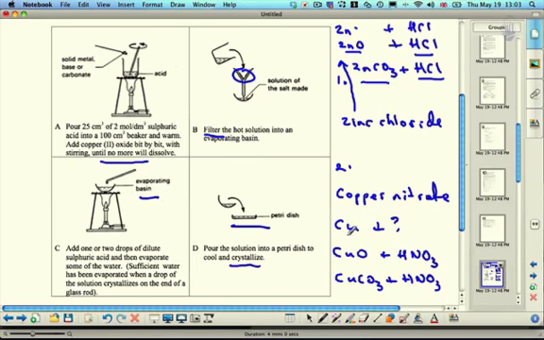Copper nitrate. Well, I wonder if any of you said react copper with nitric acid. If you did, you were wrong. And you were wrong because copper is, if you remember, unreactive and it won't react with a dilute acid. But you could choose copper oxide or copper carbonate. Both of these would work. Okay, cool.